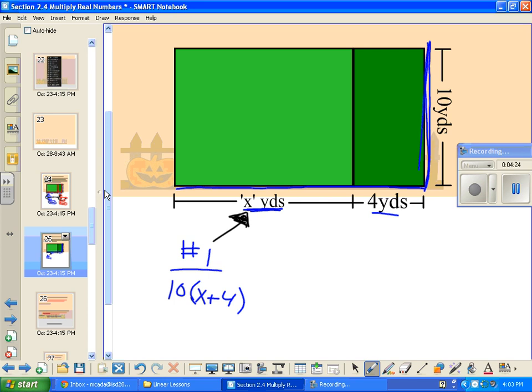If I do this problem using the second method, again, instead of having this length here, this 12 yards, I have it as x yards, but I can still think about finding the length times the width of the bigger rectangle, and the length times the width of the smaller rectangle, and adding those two together. So what would happen here? Well, this one would be 10 times x for this part, and the smaller rectangle would be 10 times 4.